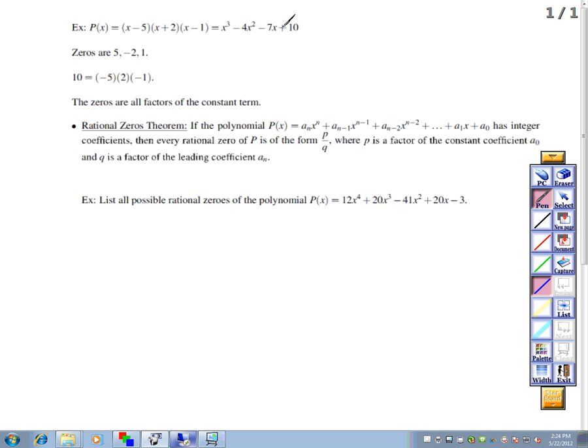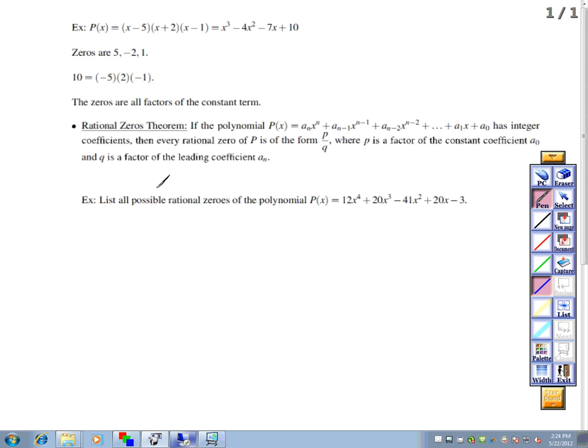And then look here at the constant term, 10. We see that 5 times 2 times 1 is 10. Obviously, we have to adjust some of the signs, but we see that the zeros, if I multiply them together, give me factors of my constant term.